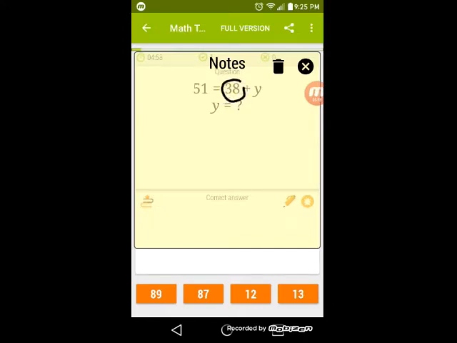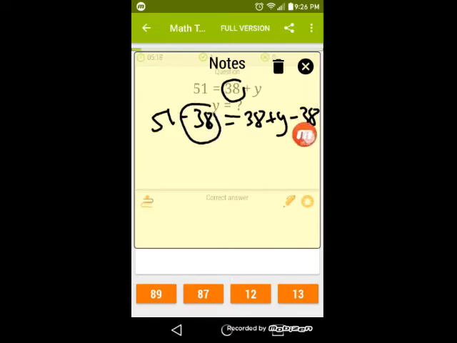We want to get rid of that one first. So 51 minus 38. So we're doing the same thing on both sides, right? So 38 minus y, plus y minus 38. Because the same thing you're doing on this side, you're doing on this side. So minus 38 on both sides. This to cancel out. Y is isolated on the right.